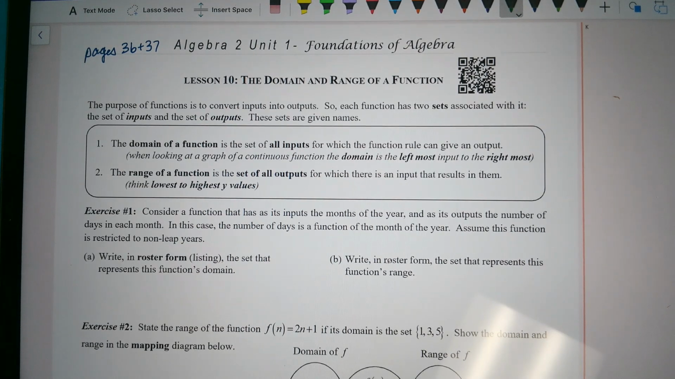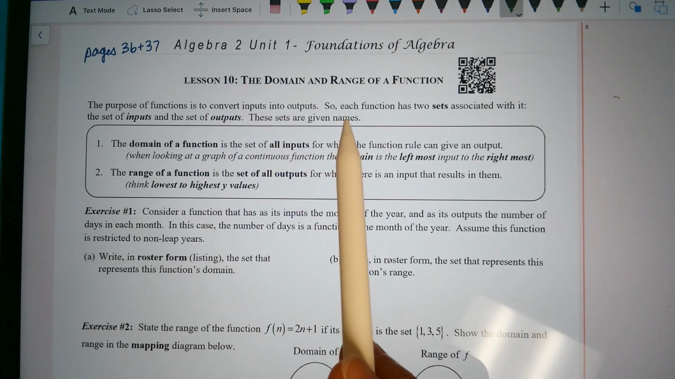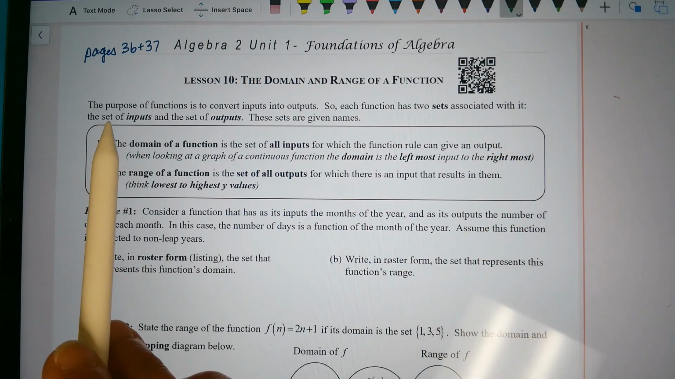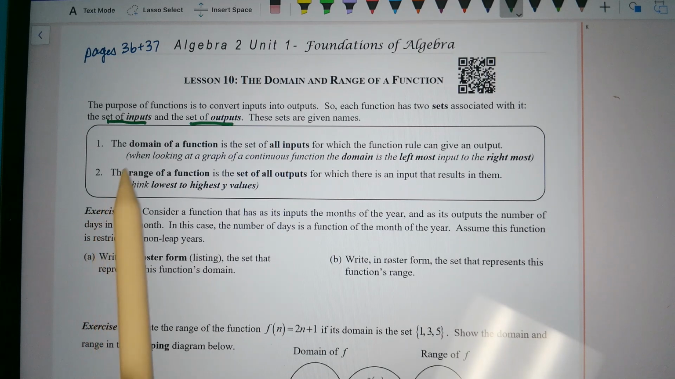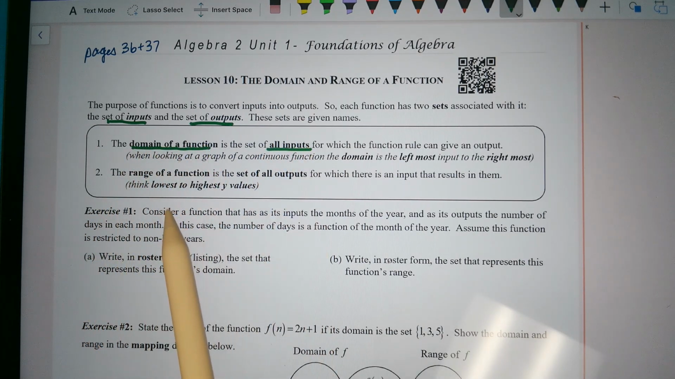Today we're on pages 36 and 37 of our textbook, Lesson 10, the domain and range of a function. The purpose of functions is to convert inputs into outputs. So each function has two sets associated with it: the set of inputs and the set of outputs. The domain of a function is the set of all inputs for which the function rule can give an output.